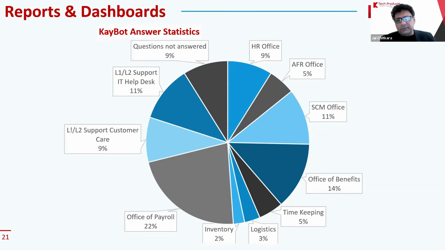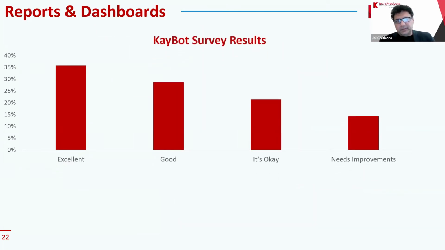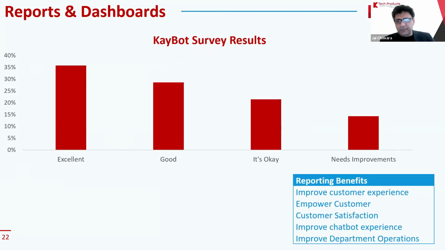What we are capturing here is an application which will evolve, which will improve. That's what I'm trying to capture here. If I want to take a further step into the surveys, how many people voted for excellent? How many people for need improvements? The last bullet point I want to talk about is the improved department operations.